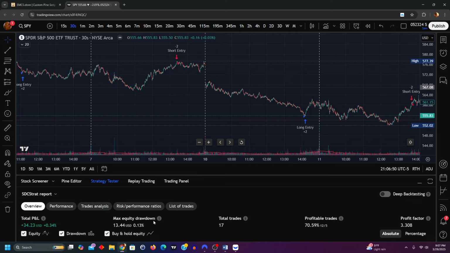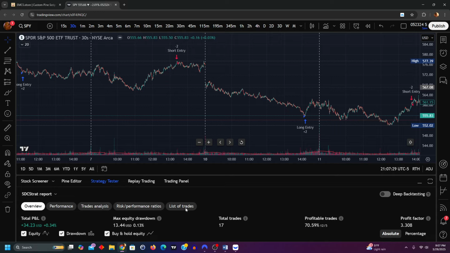So this strategy has executed 17 trades with 70% profitable and a profit factor of 3.3. And under these settings has made a total of $34, right? That might sound like chump change, right? But you gotta keep it all in perspective and what you're working with and what you're dealing with.